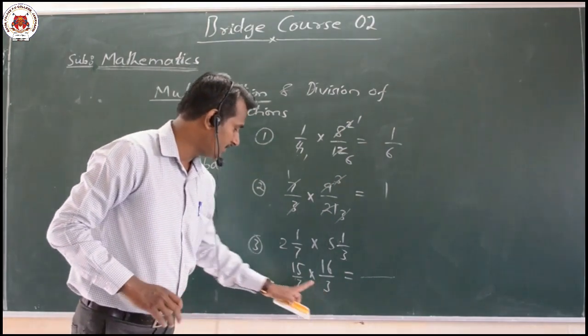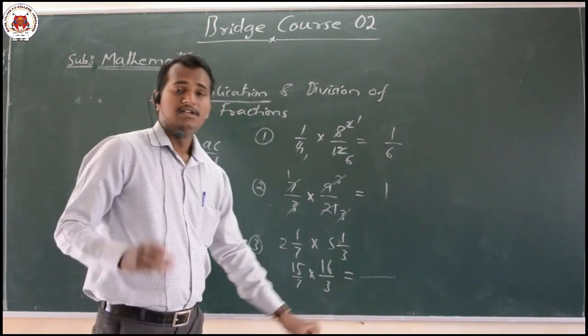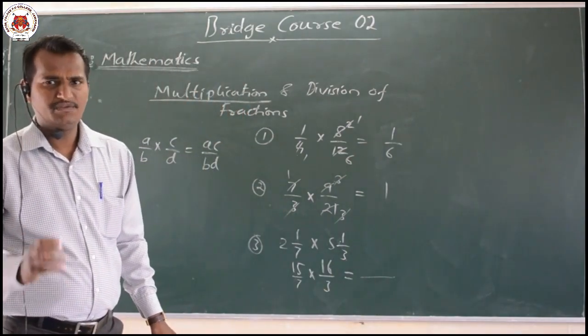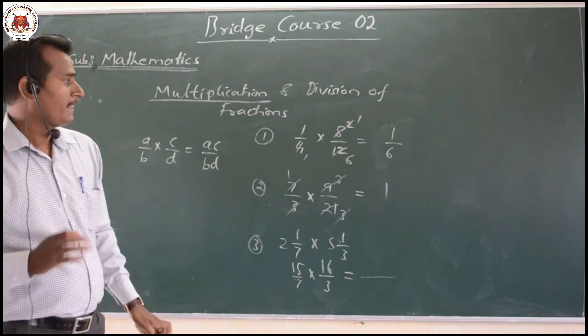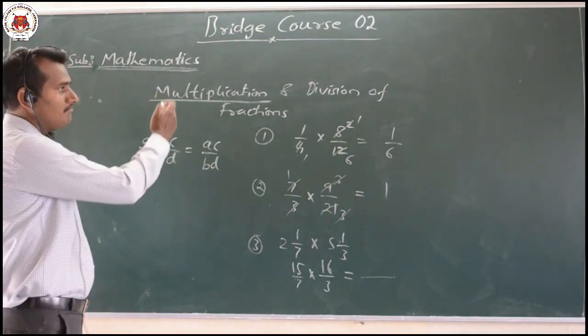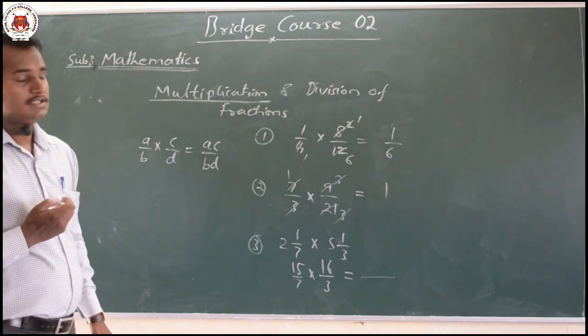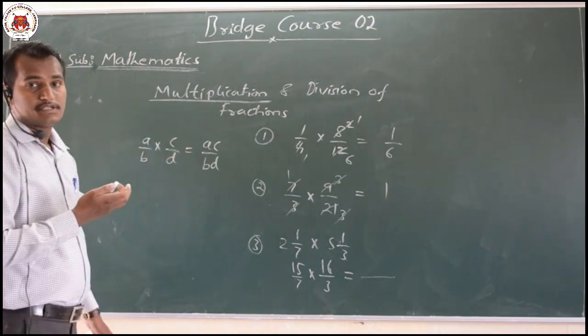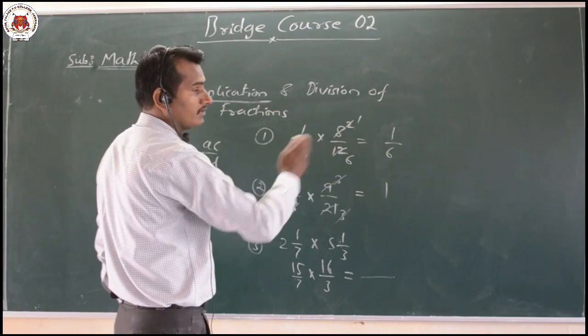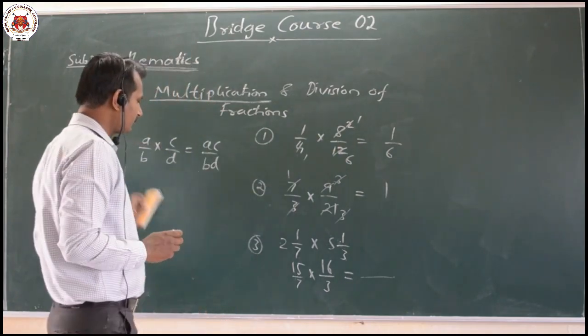7 3s are 21 and 15 into 16. Write down the value and you will get your required result. Very very simple topic related to it. Now this is all about the multiplication of fractions. Similarly, you may have 3 fractions also. That thing also you can multiply.